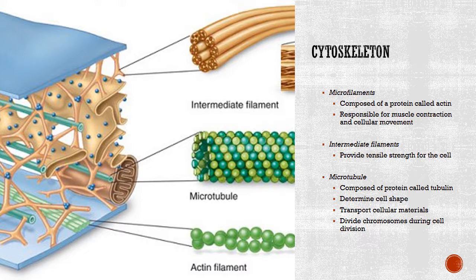The microfilaments are responsible for muscle contraction and cellular movement. The intermediate filaments provide tensile strength for the cell, and the microtubules determine the cell shape, transport cellular materials, and divide the chromosomes during cell division.